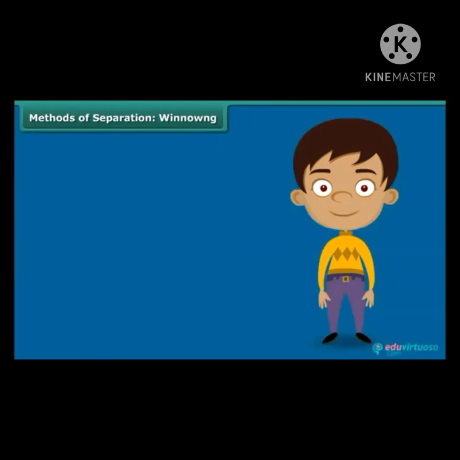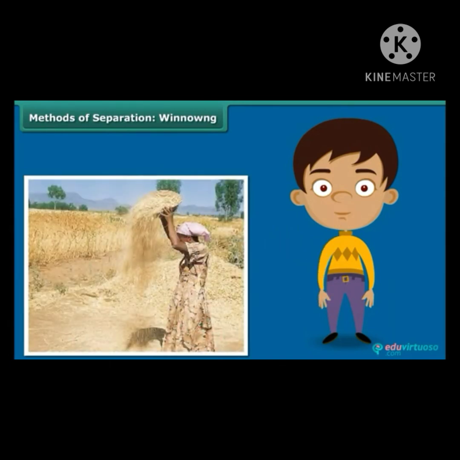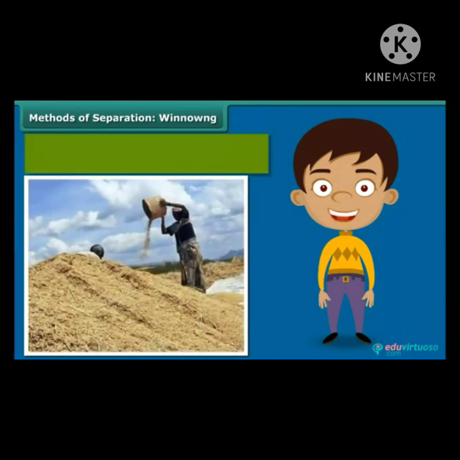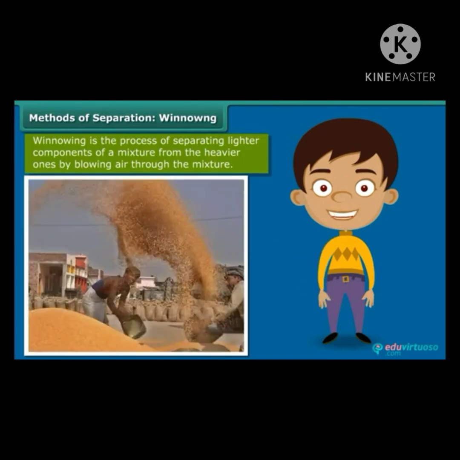In our country, we notice that women stand at a high place and shake continuously. They are separating the grains from husk by simply allowing the wind to blow away the husk and other lighter impurities. The heavier grain falls down on the ground in a heap. This process of separation by allowing a current of air to blow away the lighter impurities is known as winnowing. So this is the process of winnowing.